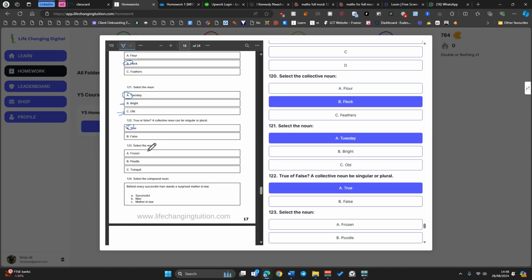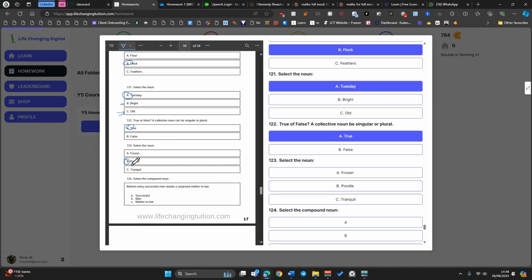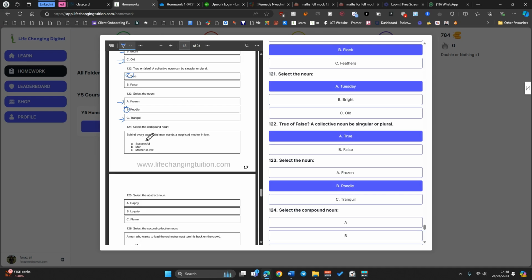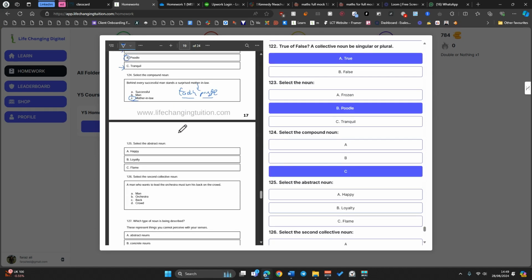Select the noun here. Frozen, poodle, tranquil. So poodle is a type of dog. The other two are adjectives. Select the compound noun. So a compound noun is any word that is basically two words joined together. So if you think of toothpaste, that's obviously two separate nouns, but when you put them together it's a new noun. So the only one here that would match that is mother-in-law. So that will be answer C.